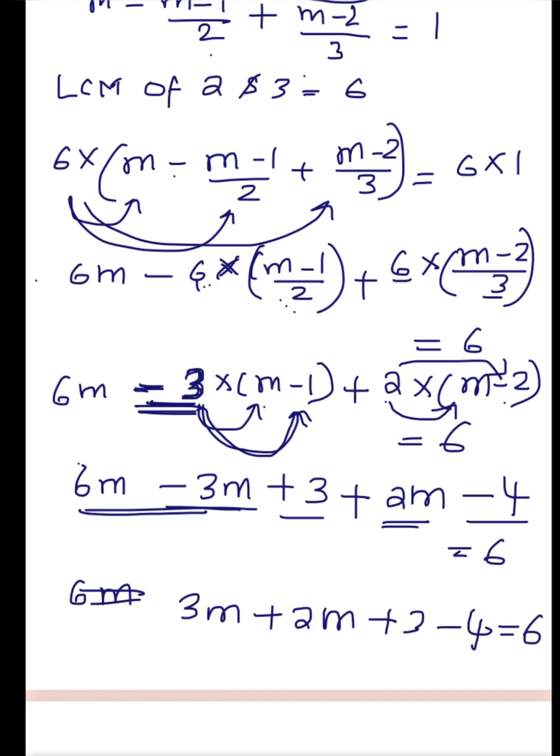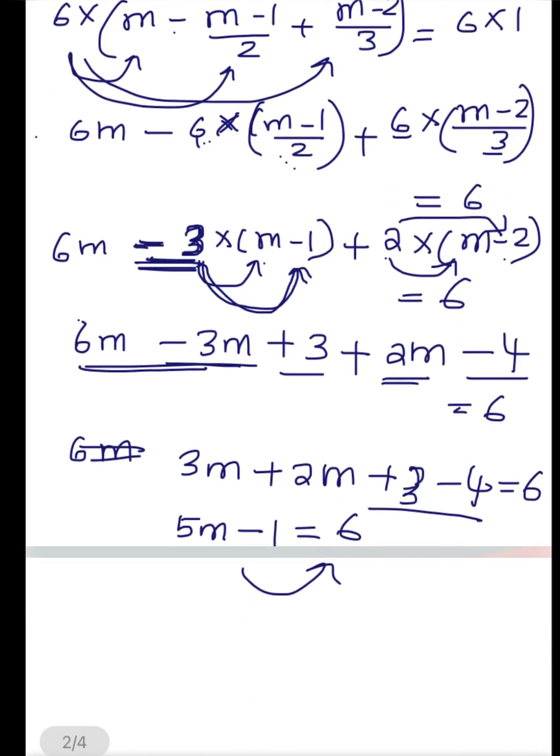That is, we have written the variables together and the constants together. So what is 3m plus 2m? It's 5m. Now what is plus 3 minus 4? It's minus 1. So 5m minus 1 is equal to 6. Understand? Now let's take this minus 1 to the other side. So 5m is equal to, when minus 1 is taken to the other side, it will become plus 1. So 5m is equal to 7.